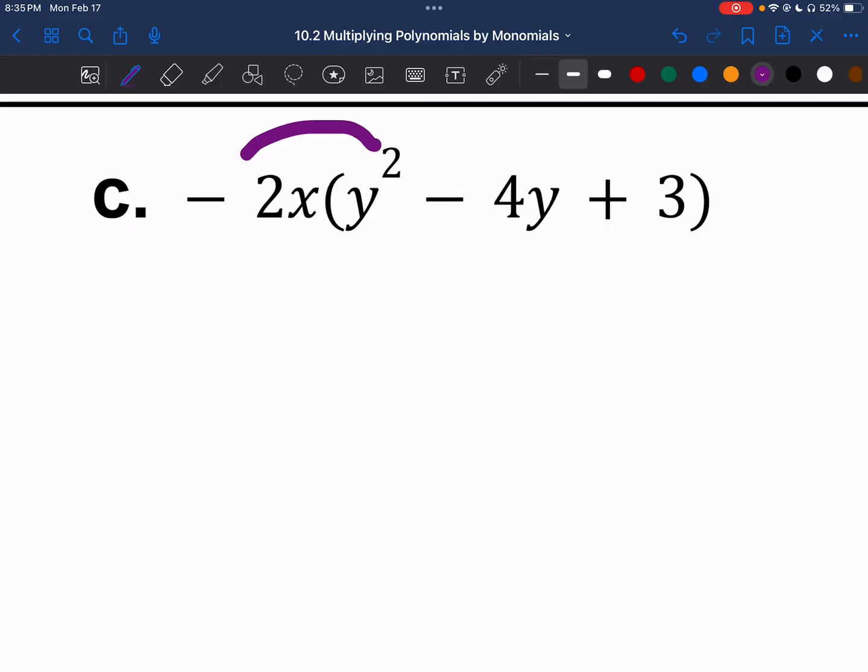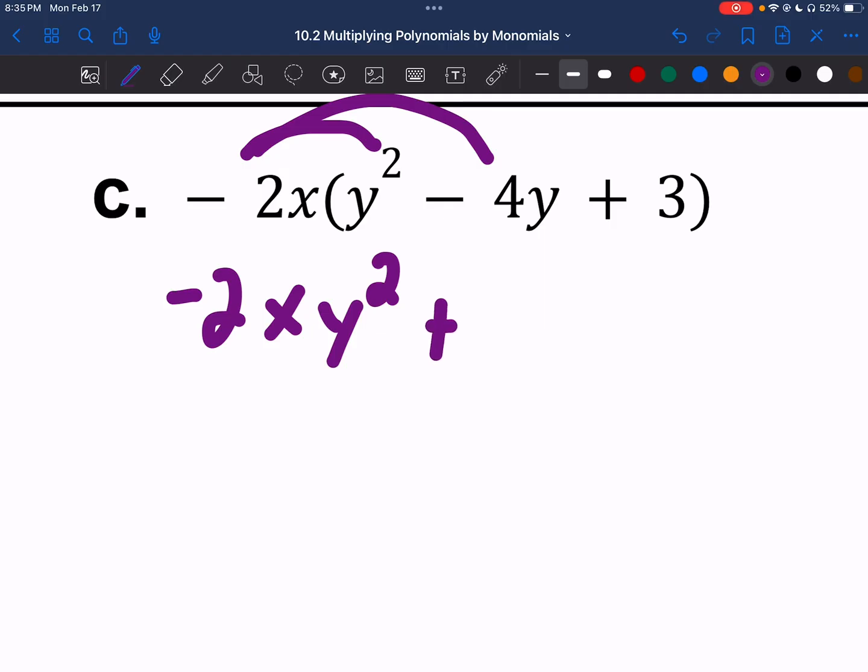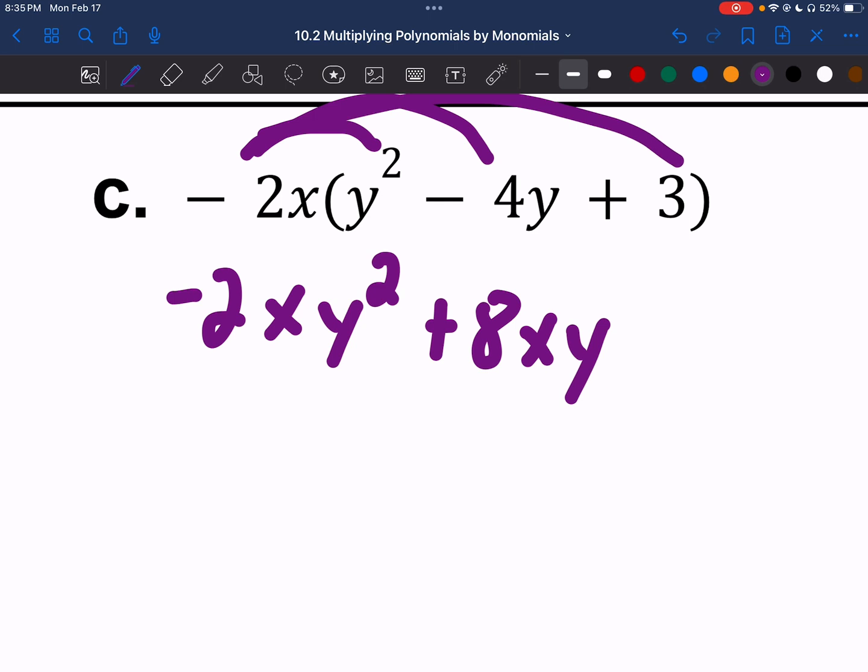All right, so we have negative 2x times y squared. So we've got negative 2xy squared. Negative 2 times negative 4 is plus 8xy. And negative 2 times 3 is minus 6, and we just have an x there. And again, we're in standard form already.